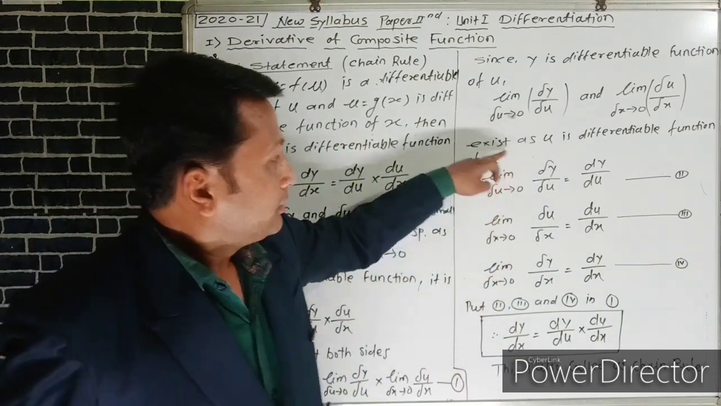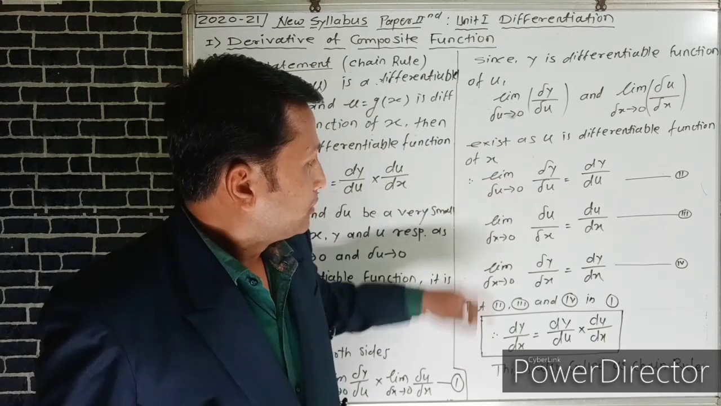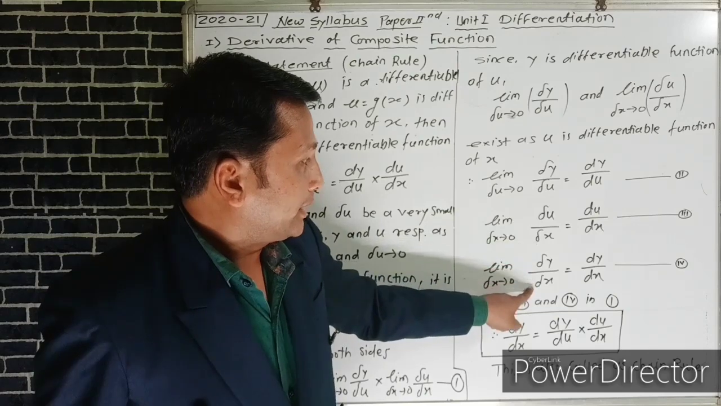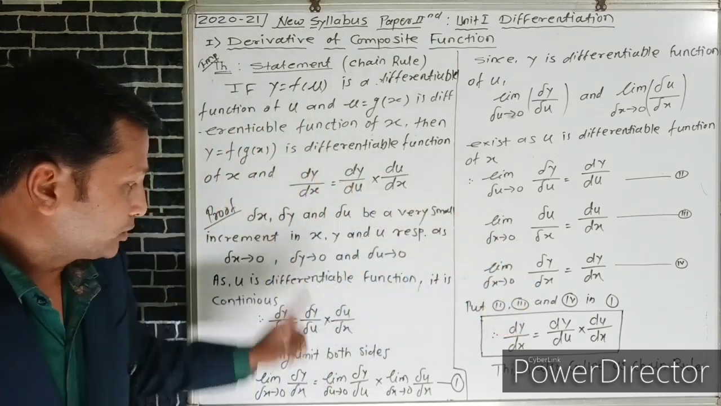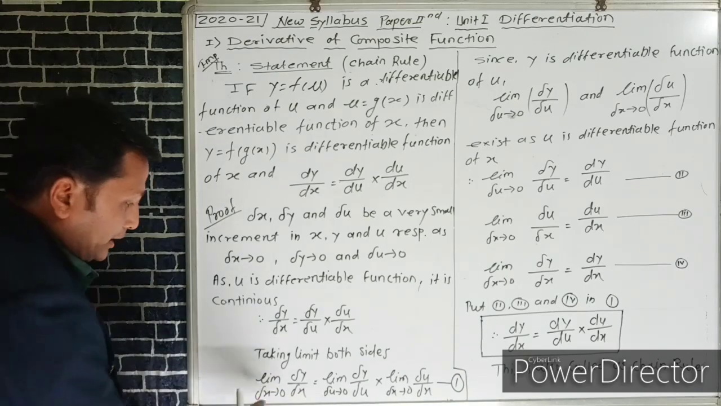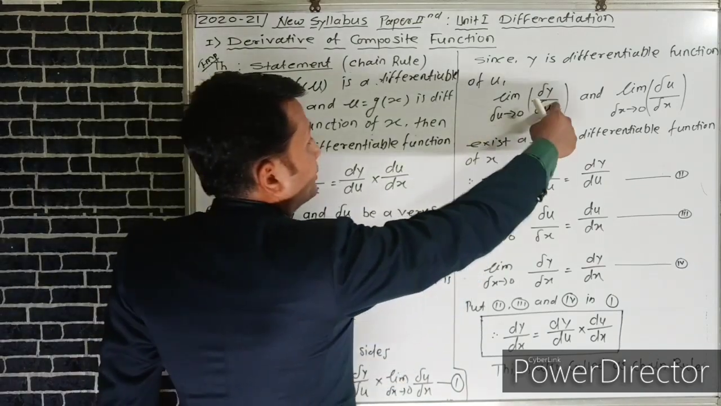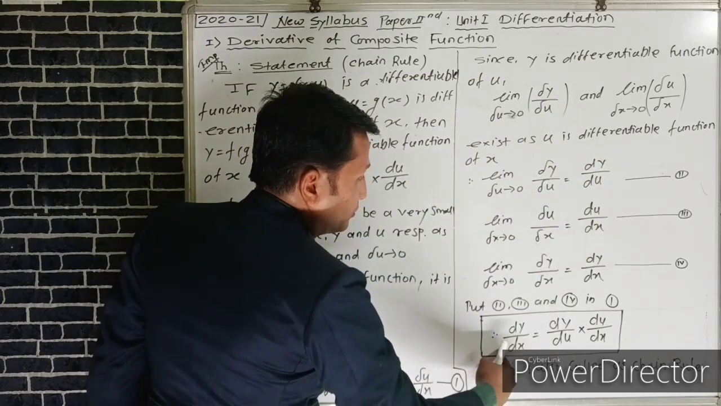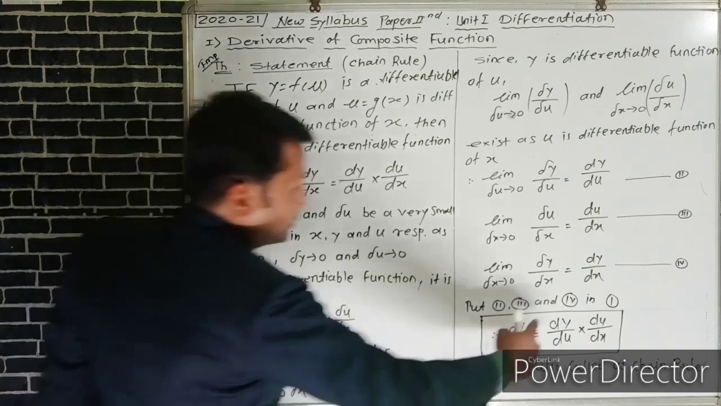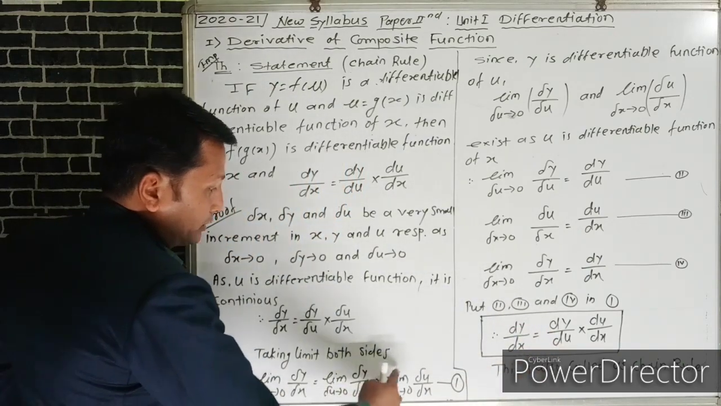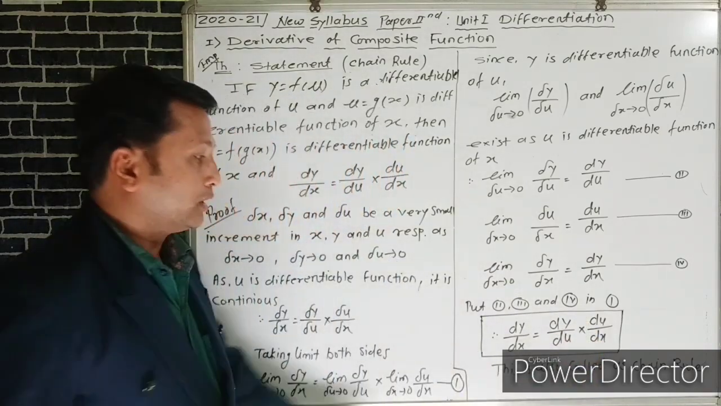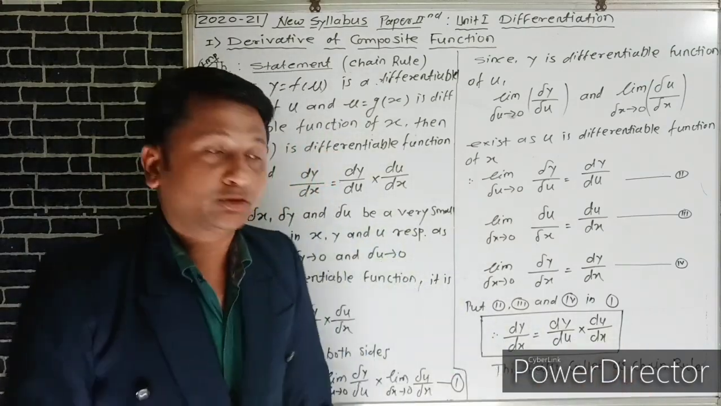These values of limit del u tends to 0 del y by del u, limit del x tends to 0 del u by del x and limit del x tends to 0 del y by del x, we put in equation 1. Therefore equation 1 becomes: limit del x tends to 0 del y by del x is dy by dx, limit del u tends to 0 del y by del u is dy by du into limit del x tends to 0 del u by del x is du by dx. This rule is also called the chain rule, hence proved.